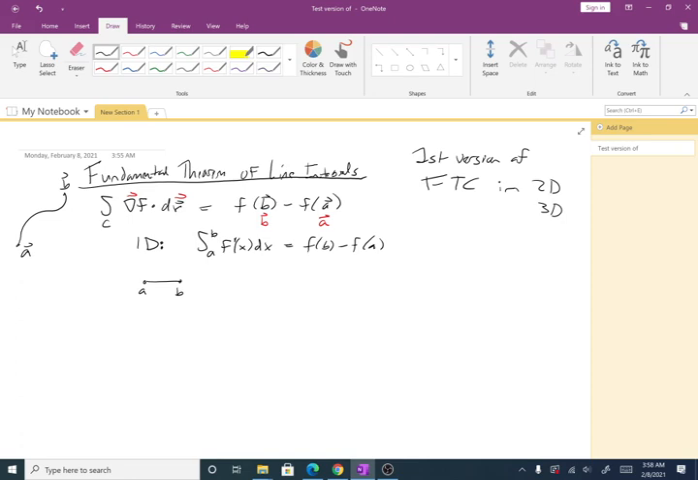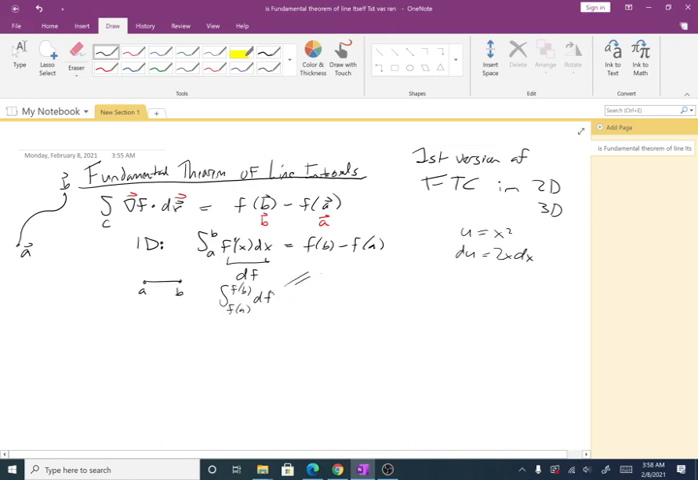So let me try to explain where this formula comes from. In 1D, you could think about this expression here as df. Because remember, if we have a u substitution, u equals, say, x squared, then du is 2x dx. That's why this f prime of x dx, you can call this df. So this is really just the integral from f of a to f of b of df. So then clearly these things are equal. That's one way of thinking about the fundamental theorem of calculus.